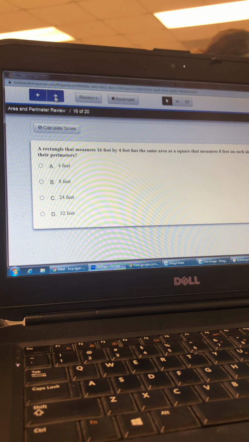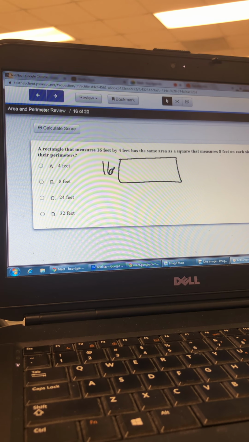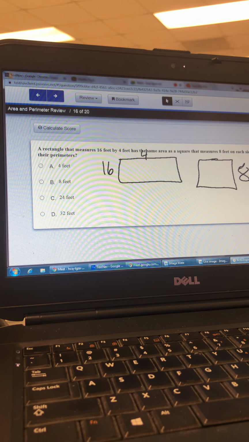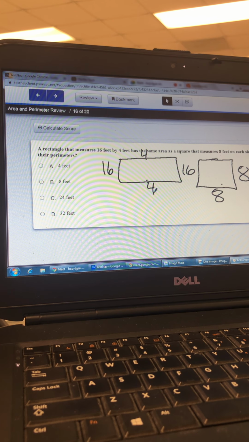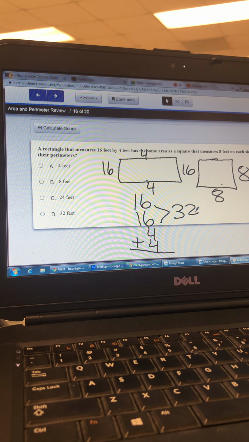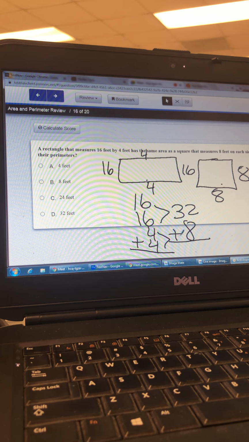Okay, let's look at this problem. It says a rectangle that measures 16 by 4, or 4 by 16, and a square that measures 8 feet on each side. What is the difference in their perimeters? So I need to figure out the perimeter for the first one and then the second one. Perimeter would be 16 plus 16 plus 4 plus 4. 16 plus 16 is 32. 4 plus 4 is 8. 32 plus 8 is 40.